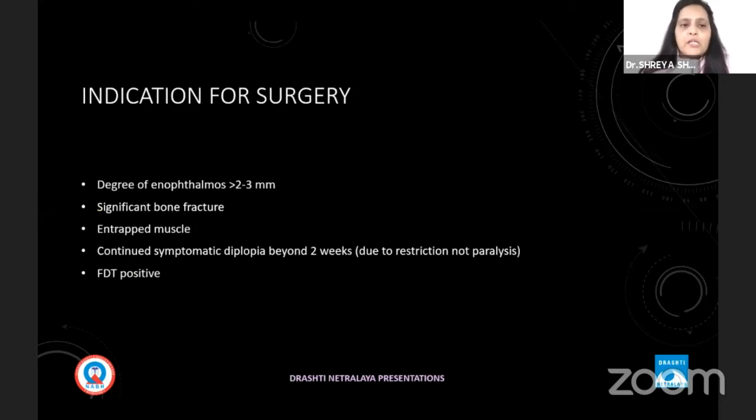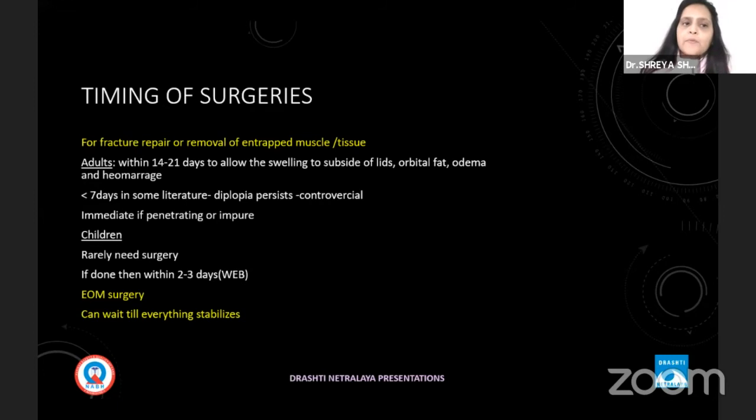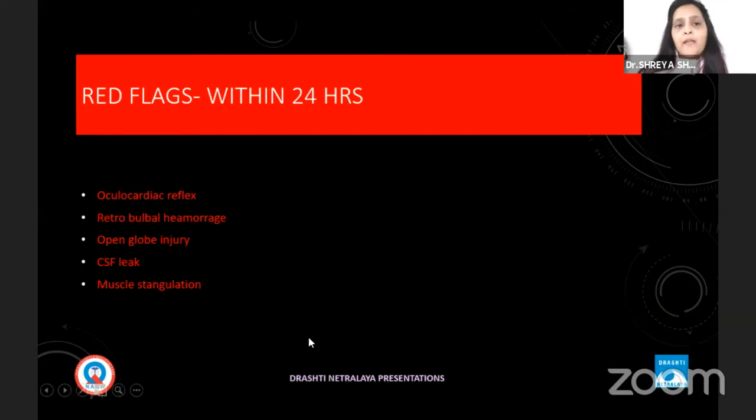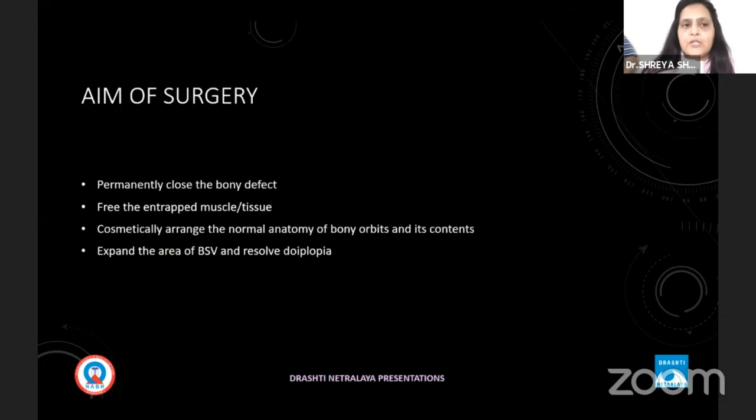Indication for surgery is degree of enophthalmos, significant bone fracture, trapped muscle, continued symptomatic diplopia, and force duction test positive. Timing of surgery is always controversial. In adults, usually 14 to 21 days is okay. But when there are red flag signs, operate within 24 hours, like oculocardiac reflex, retrobulbar hemorrhage, open globe injury, CSF leak, and muscle strangulation.